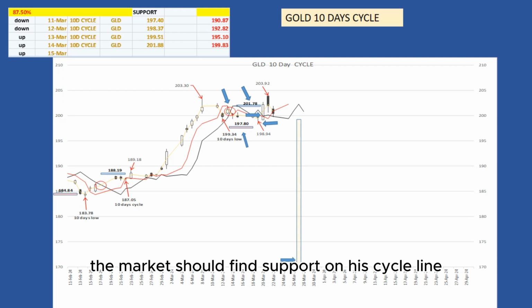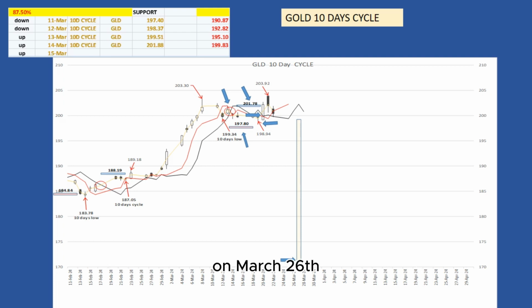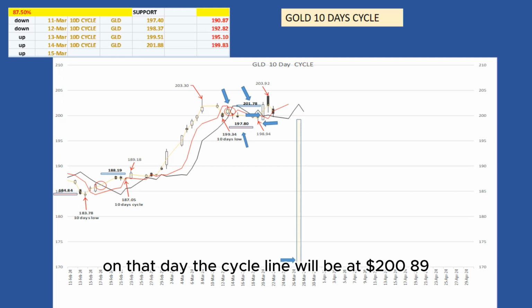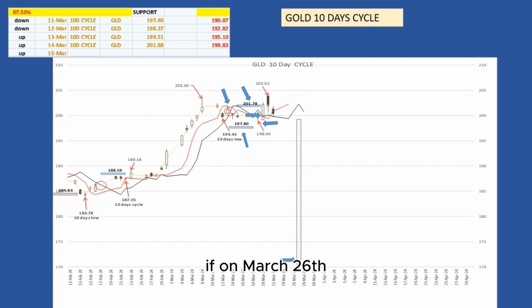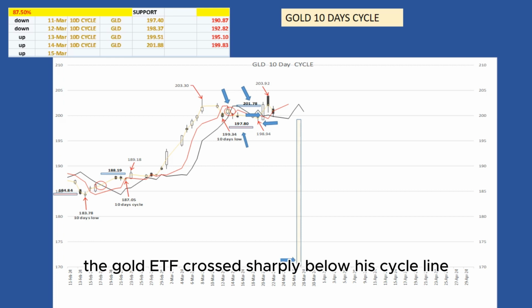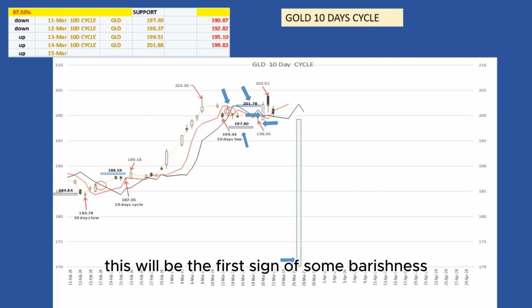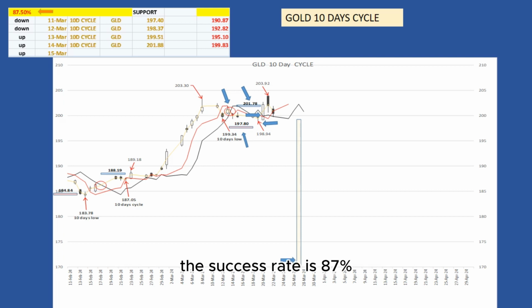Technically, the market should find support on his cycle line on March 26th. On that day the cycle line will be at $200.89. If on March 26th, the gold ETF crosses sharply below his cycle line, this will be the first sign of some bearishness coming to the market. The success rate is 87%.